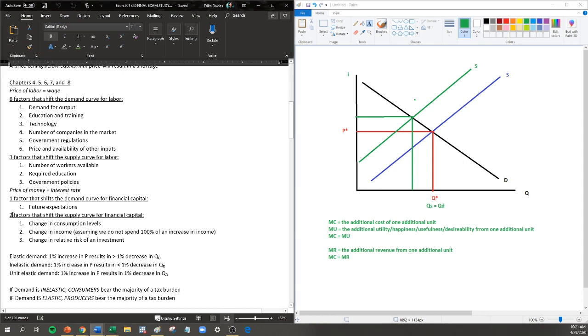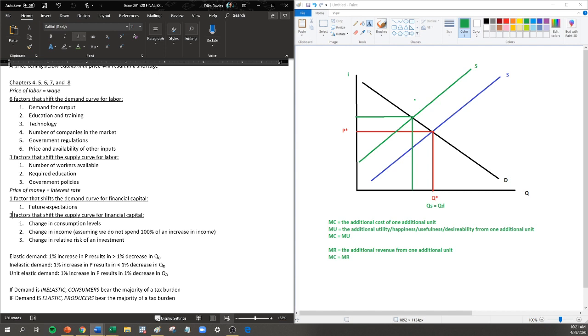Three things that shift the supply of financial capital. Now, in these examples, the people who demand financial capital are the borrowers, the people who go to the bank and get loans. And the people who supply financial capital are the people who have their money in savings at the banks, because the bank loans out money that people put into it in the form of savings. And it lends that money out to borrowers, demanders of financial capital.